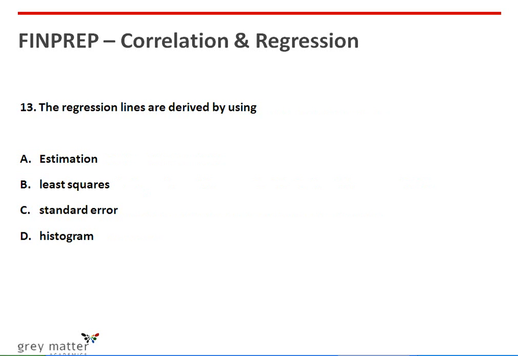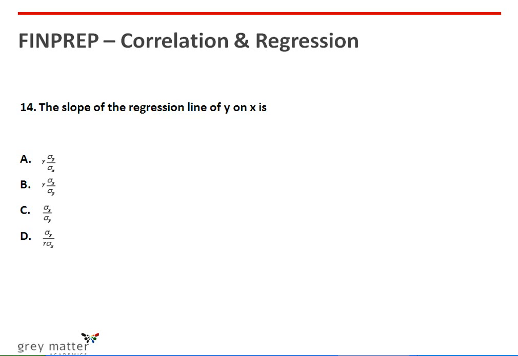13th question, the regression lines are derived by option B which says least squares, because it is a method for finding the nearest value of a relationship, a nearest value mechanism, so that it lies closely to a given line, which is the regression line, in the scatter diagram of the two variables x and y. So the answer is option B, which says least square. Option B, least square method.